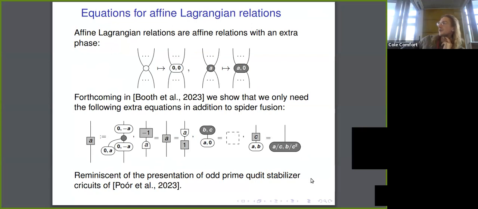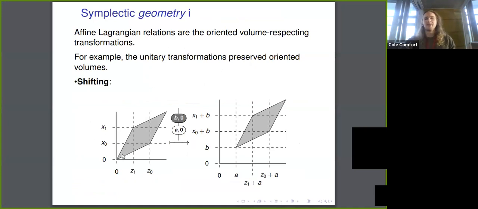Yeah, in a paper that we really ought to put on the arXiv very soon, reminiscent of the Z extravaganza paper, where you have these generators that give completeness for odd prime dimensional stabilizer circuits. Over any field, you just essentially do the same thing using this kind of algebraic way we've defined things, and you get completeness for all affine Lagrangian relations. And here is a geometric way to think of them, which I think might be useful to people.